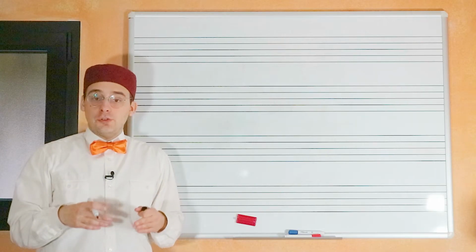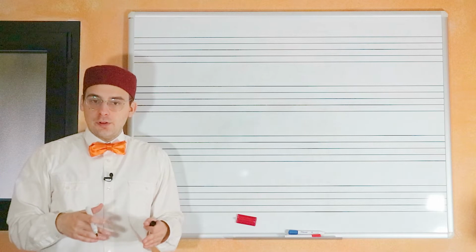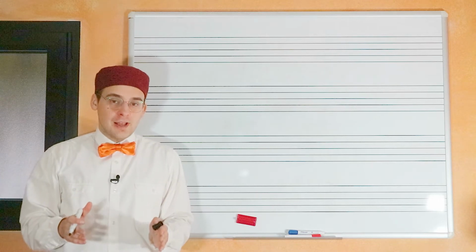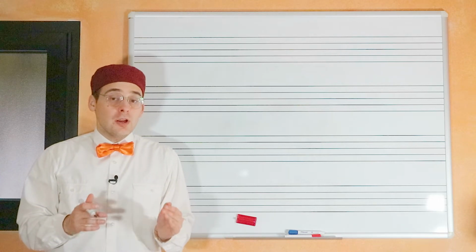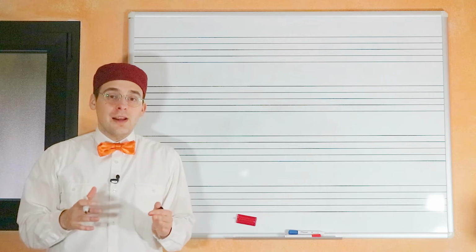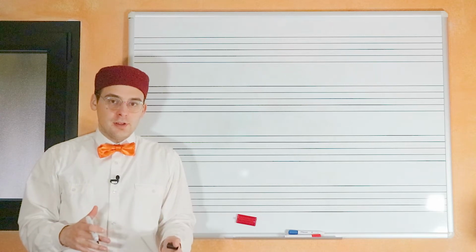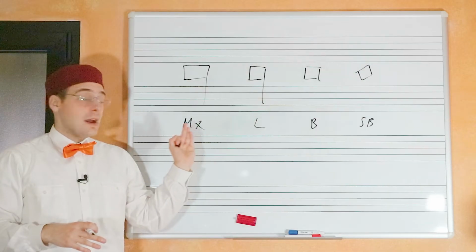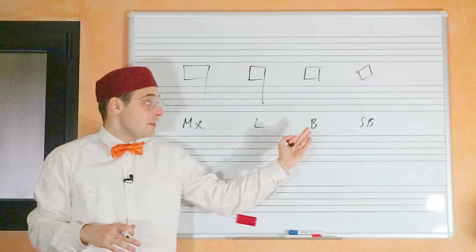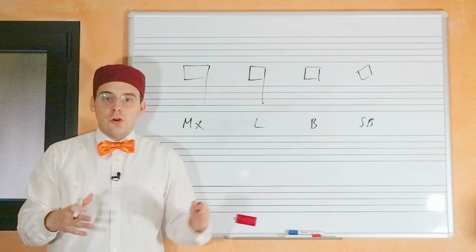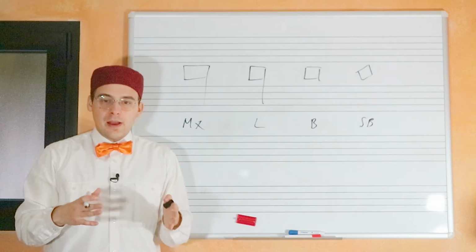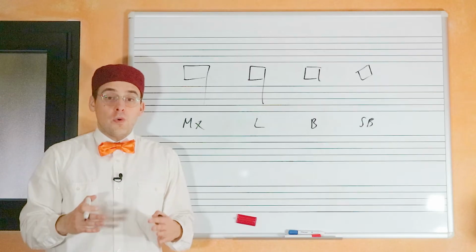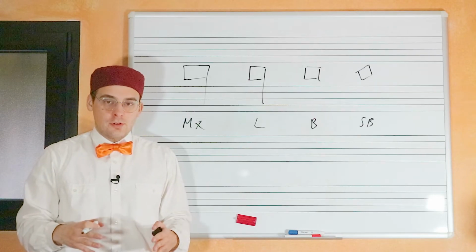Before starting to see the rules to read the ligatures, I must know which figures I can write in ligatures, because it is not possible to write all the figures in ligatures. They are the maxima, the longa, the brevis and the semibrevis. So the minima, the semiminima, the chroma and the semichroma we can't write in ligature.